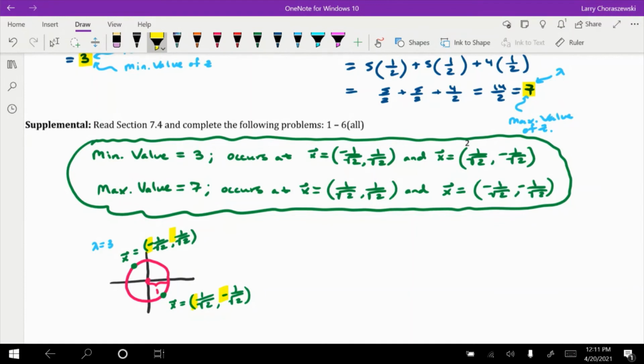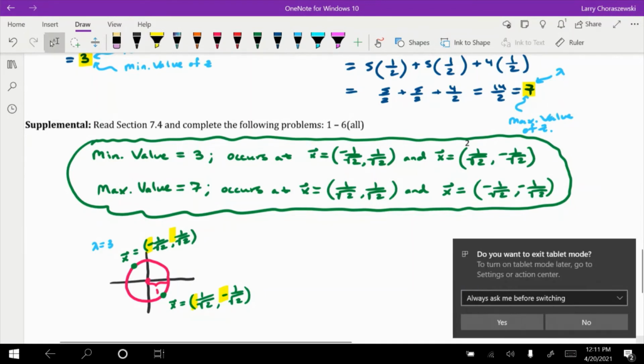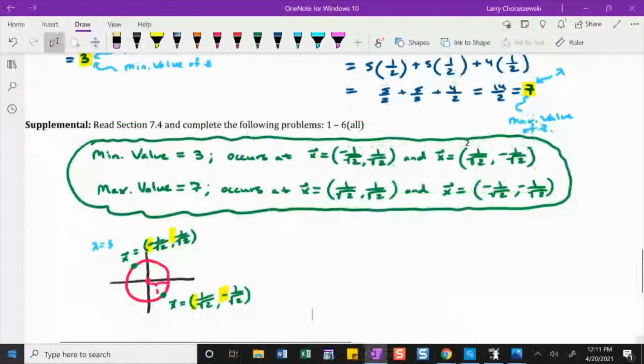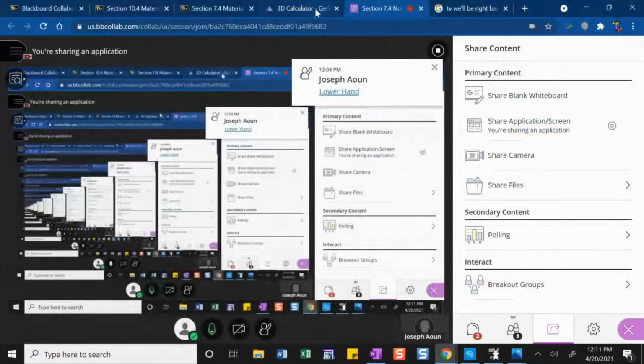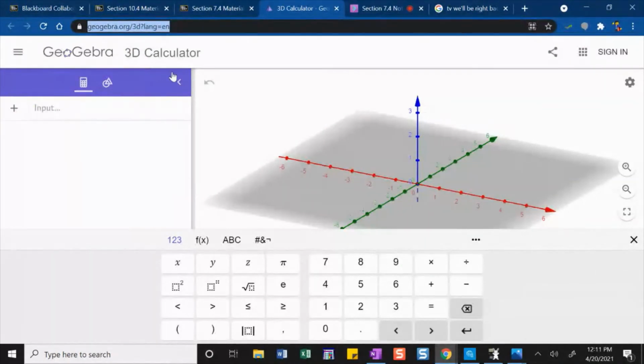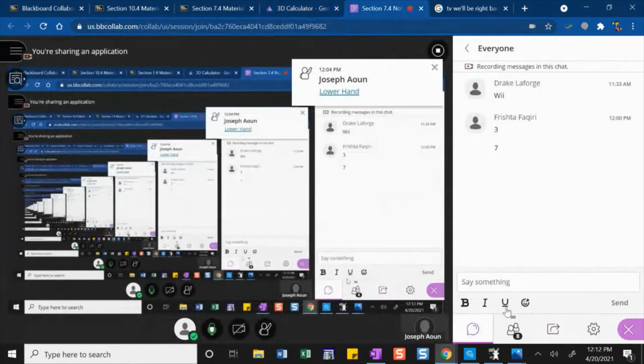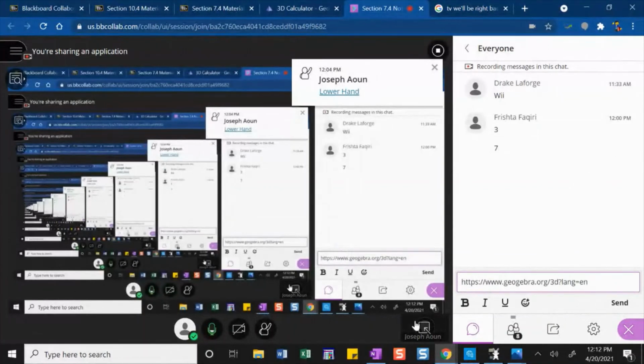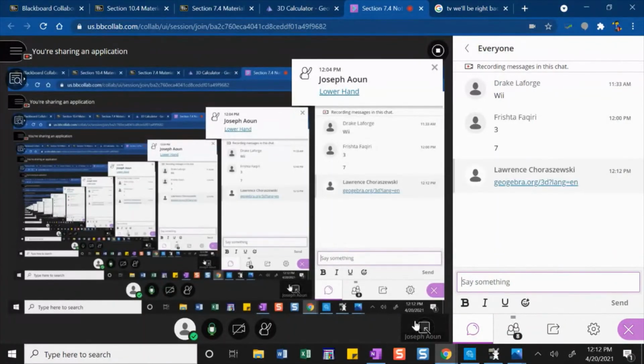All right, cool. Well, if you like that illustration, I got something even cooler. I'm going to drop you guys a link in the chat to this GeoGebra 3D calculator site. Hang tight, my Blackboard likes to freeze when I switch from tablet to laptop mode. There we go. Follow me to this website, folks.